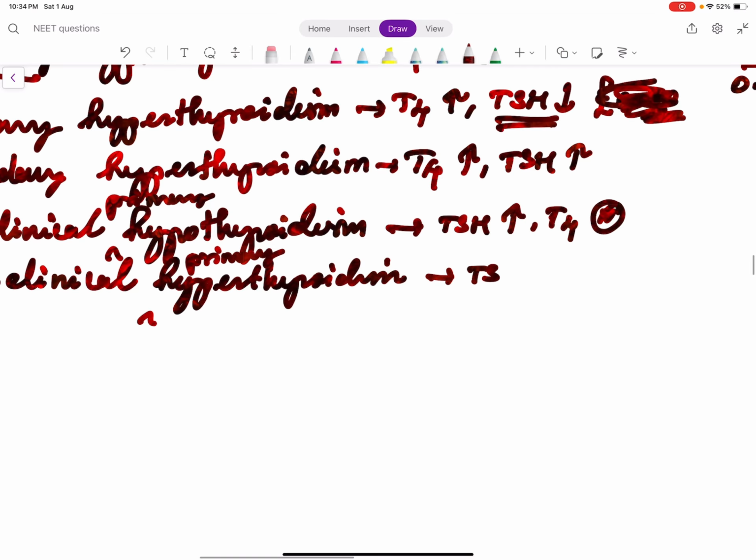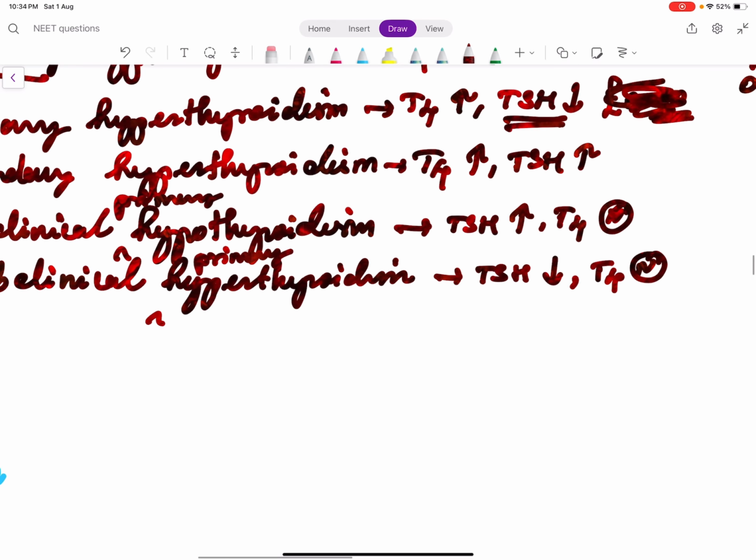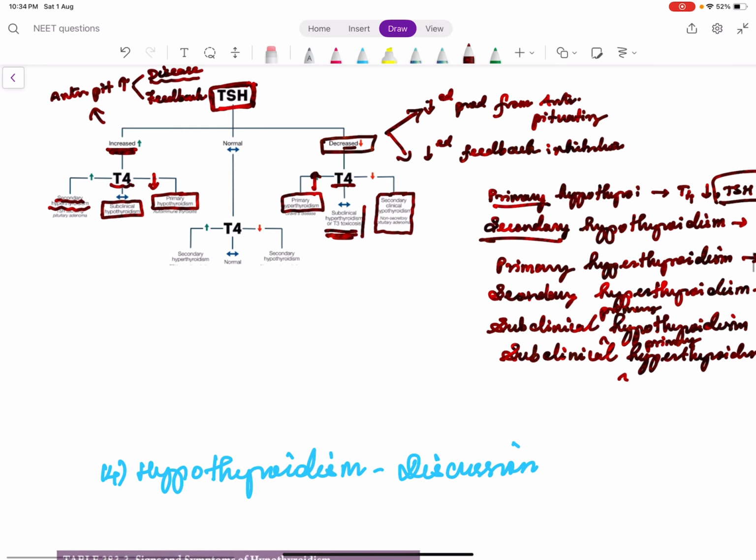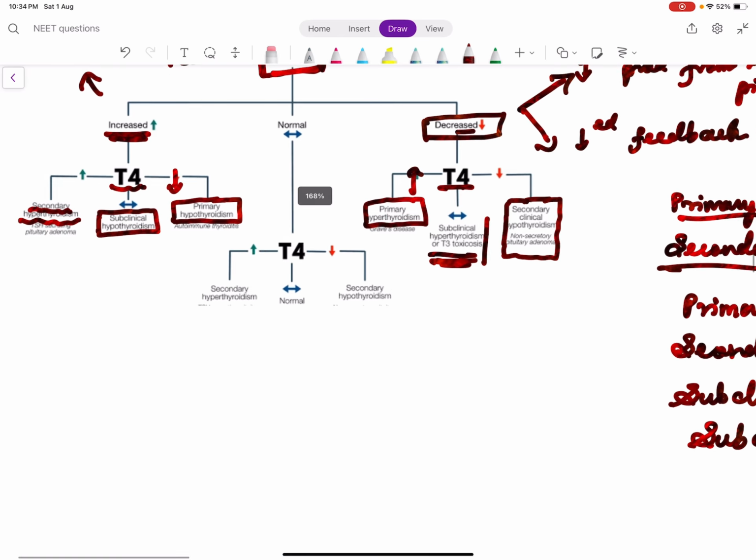What is subclinical hyperthyroidism? TSH is suppressed but T4 is normal. We call it subclinical hyperthyroidism. Subclinical is also actually primary hypo or hyperthyroidism. Okay.